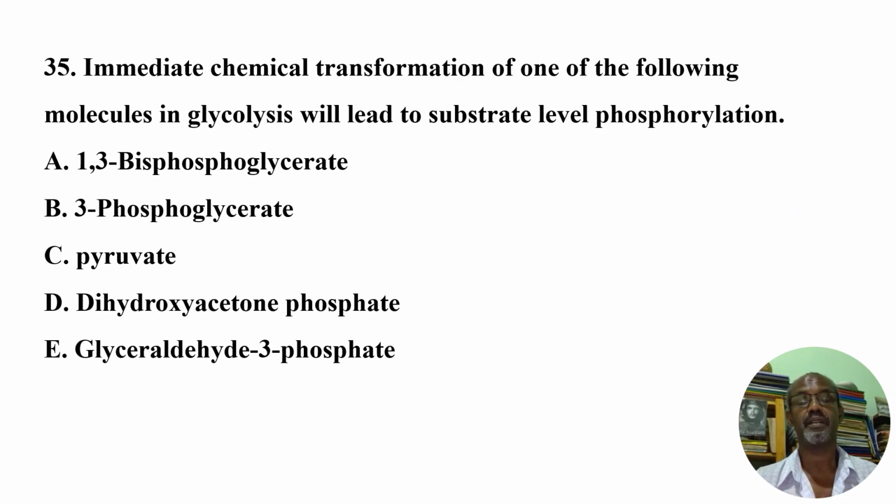Question 35. Immediate chemical transformation of one of the following molecules in glycolysis will lead to substrate level phosphorylation. You remember? Glycolysis, substrate level phosphorylation, two places. This is exactly this one. You remember, 1,3-bisphosphoglycerate is highly energetic when it converts into 3-phosphoglycerate by giving the phosphate at carbon number 1 to ADP.